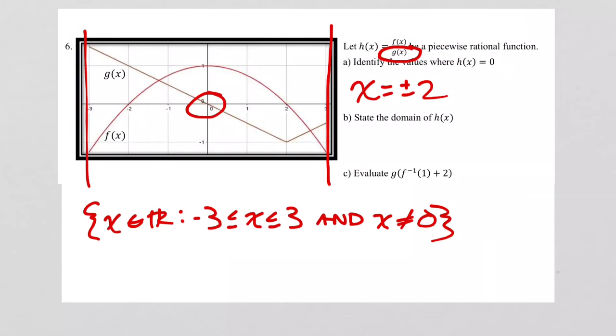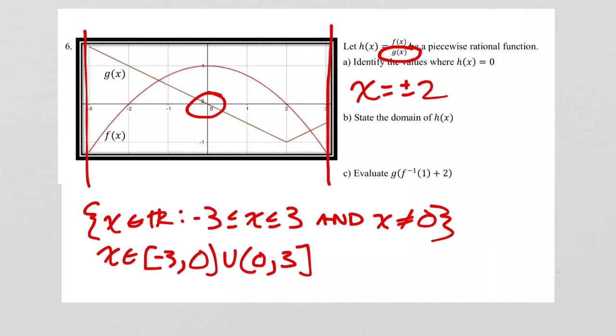Interval notation is a little more straightforward, or maybe more annoying. I don't know. We'll see. X is in the interval going from -3, including it, up to but not including 0, union with 0, not including it, up to +3 right there. Those 2 things say the exact same thing.